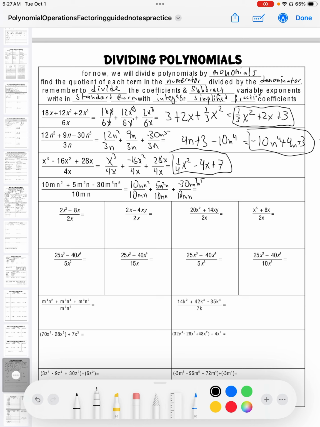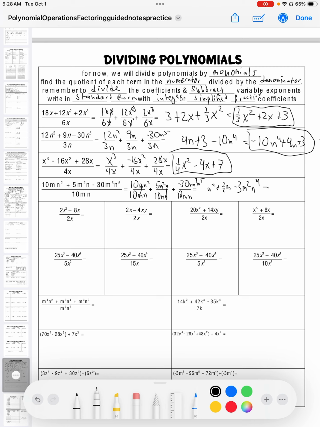Okay, one by one. 10 divided by 10 is 1. M divided by m would cancel out, and n squared divided by n would give me n. So I'm going to have n. 5 divided by 10 would give me 1/2. M squared divided by m would give me m. And n divided by n would cancel out. And then finally, negative 30 divided by 10 would give me negative 3. M cubed divided by m would give me m squared. And n to the 5th divided by n would give me n to the 4th power.